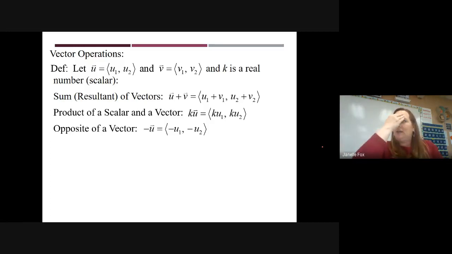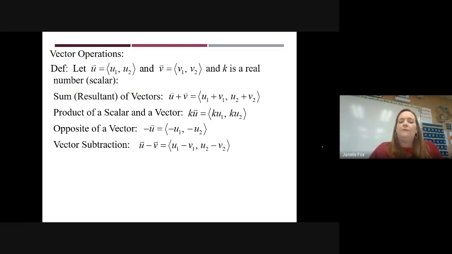And in your head, you're thinking about the example we had a smidge bit ago: if it went over 3 and up 4, now the opposite would go left. We went right 3 and up 4, so now the opposite would be left 3 and down 4. So you do the opposite of both the components. Vector subtraction is basically like adding the negative of a vector. So, vector u minus vector v is u1 minus v1, and then u2 minus v2.